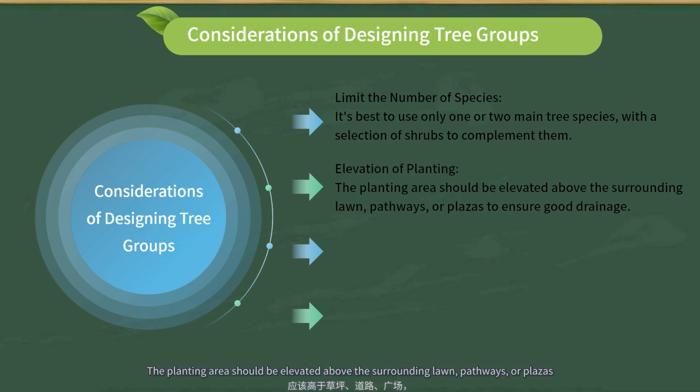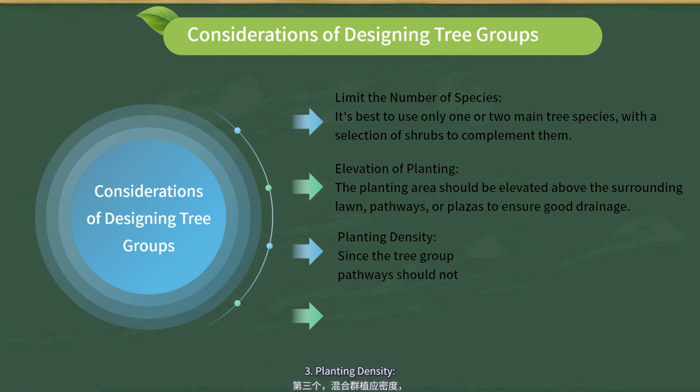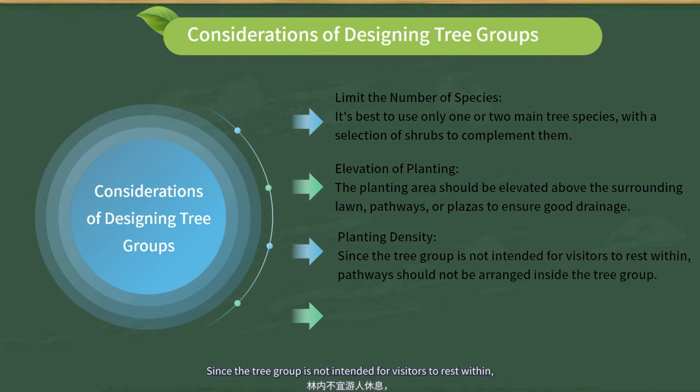Elevation of planting. The planting area should be elevated above the surrounding lawn, pathways, or plazas to ensure good drainage. Planting density. Since the tree group is not intended for visitors to rest within, pathways should not be arranged inside the tree group. Selection and arrangement of tree species. This is a key consideration.